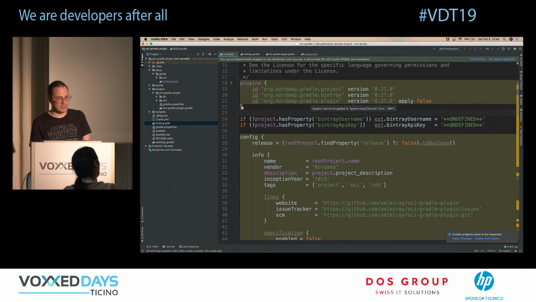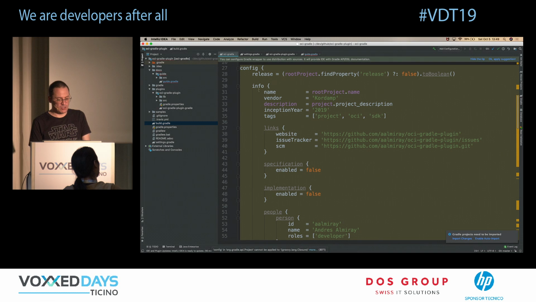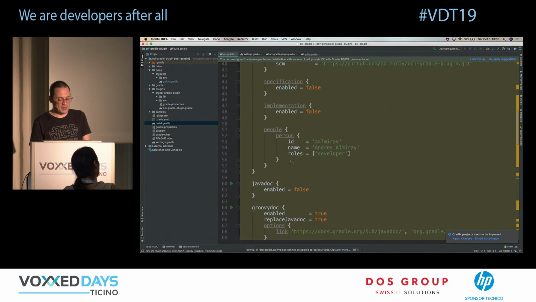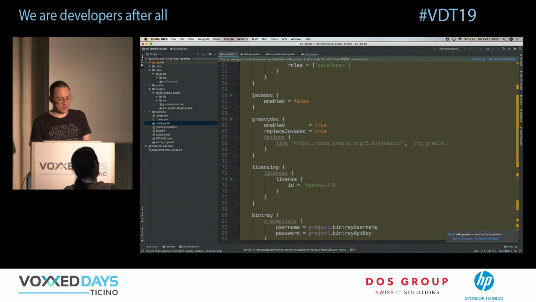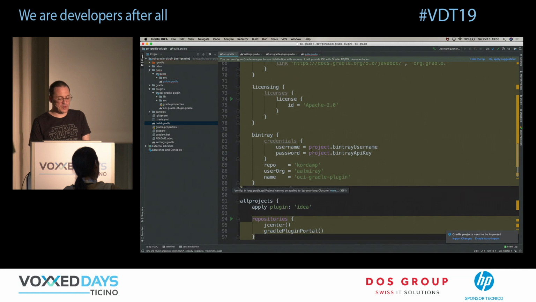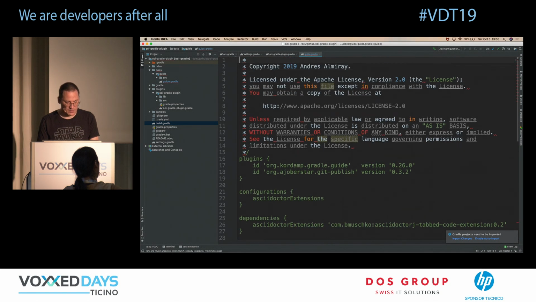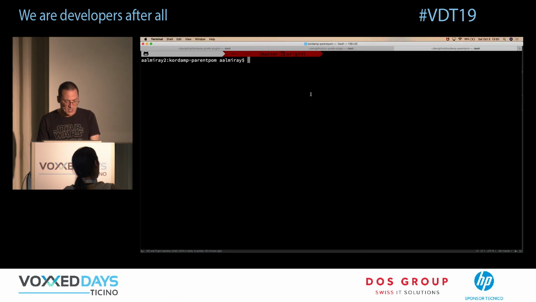This one uses the project plugin that was mentioned before. And here we see the information that looks like the POM file. So there's a name, and vendor, description, tags, links, people, configuration for the Javadoc, for a Groovydoc. The license happens to be Apache 2, and some information about Bintray. Now, let's see. I think I wrote something here. So, yeah, let's make it back. OK. So now that I have this, I go into this project, and I can say stuff like this.